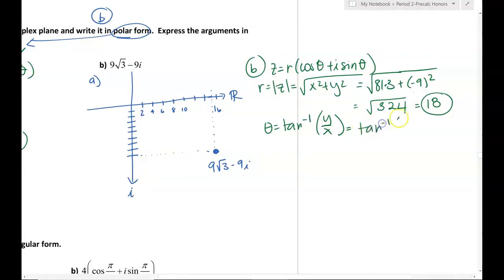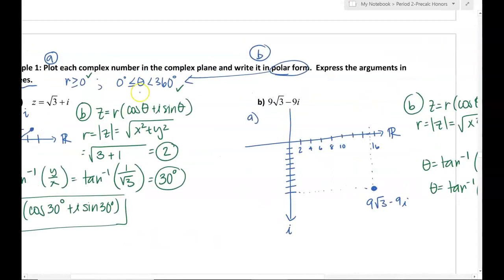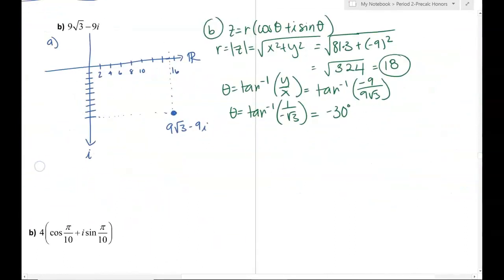So tangent inverse of y over x, which is negative 9 over 9 rad 3. Let's reduce that. That means theta equals tangent inverse of 1 over negative rad 3, which will give us negative 30 degrees. You can test that out using your calculator. But remember, we cannot have a negative angle for polar form. So we will now go and add, because from here to here is negative 30 degrees.